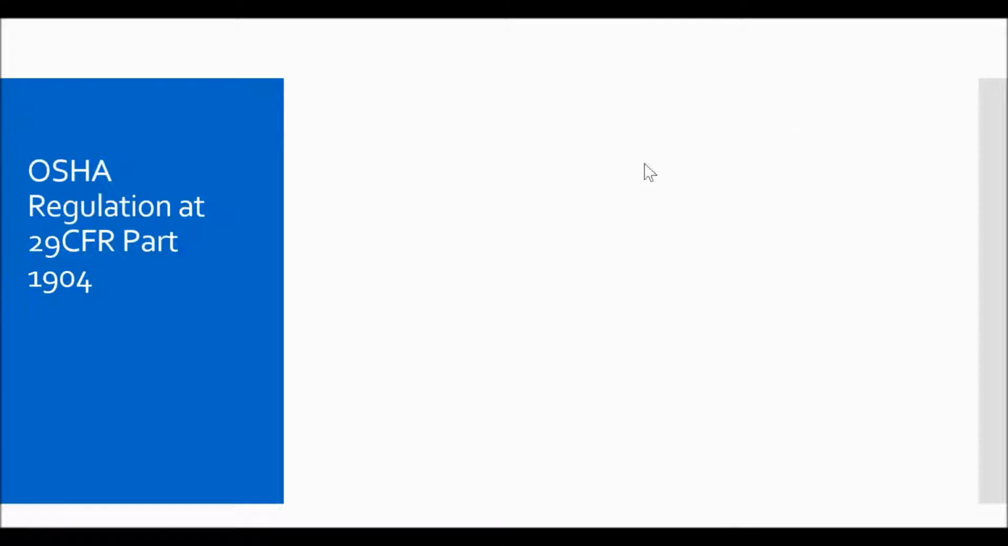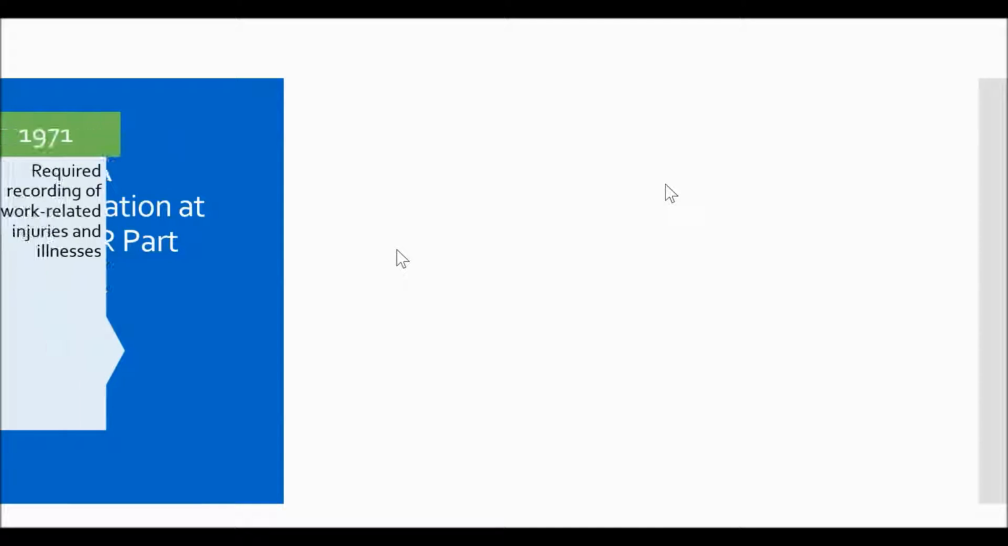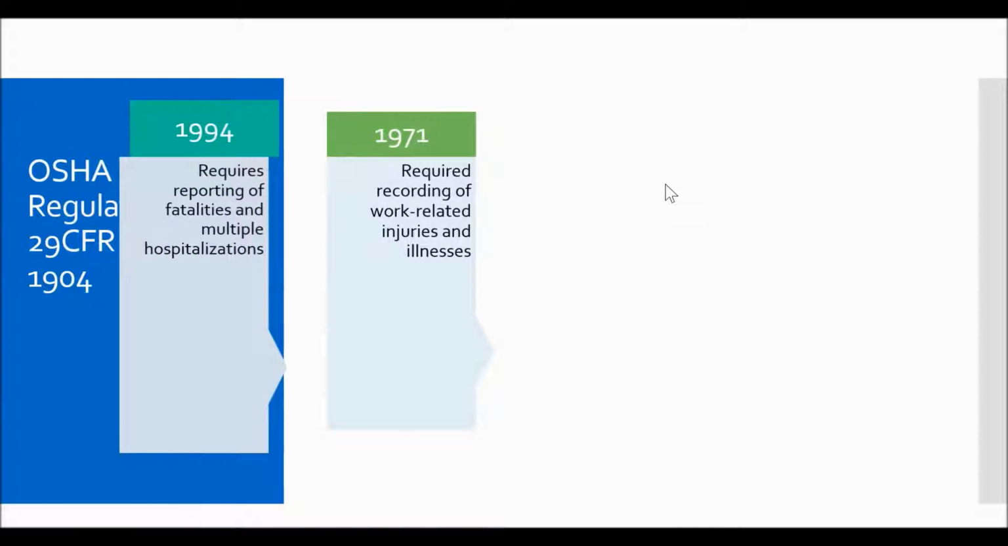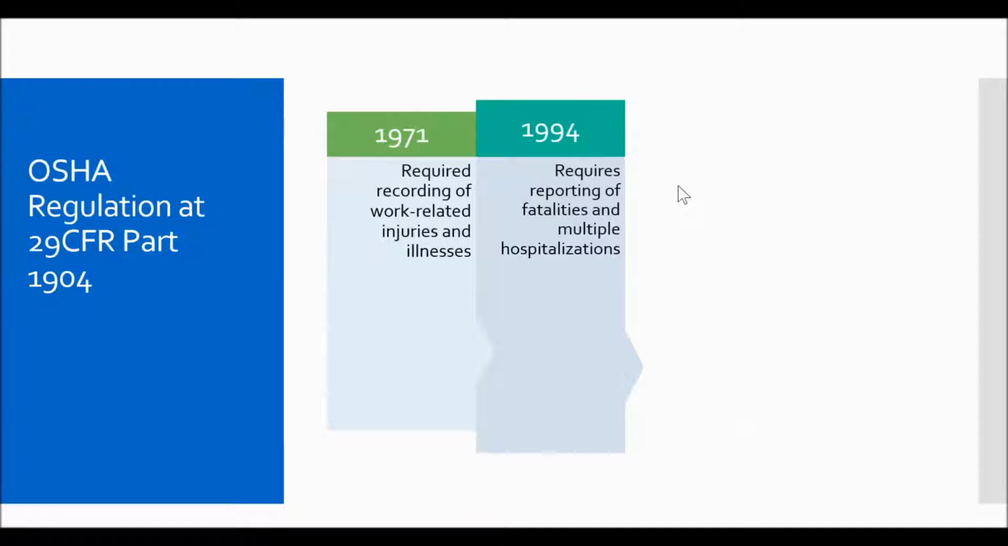Now, this particular rule has been around, as I indicated, since 1971. There have been a few modifications until recently. 1971 was the beginning of the requirement for employers to record work-related injuries and illnesses. In 1994, OSHA added the requirement of reporting to OSHA fatalities and then multiple hospitalizations.